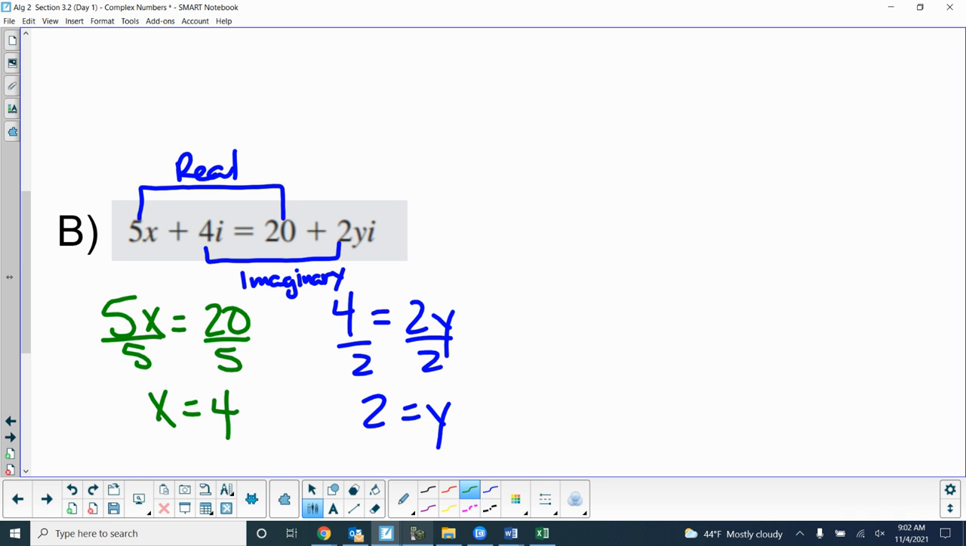Why is the i the other way? Because if you put 4i equals 2yi, and you wanted to get rid of the i to the other side, what's going to happen to them? They're going to end up going away anyway. So we just don't even worry about them. Good question. Anything else? Okay.